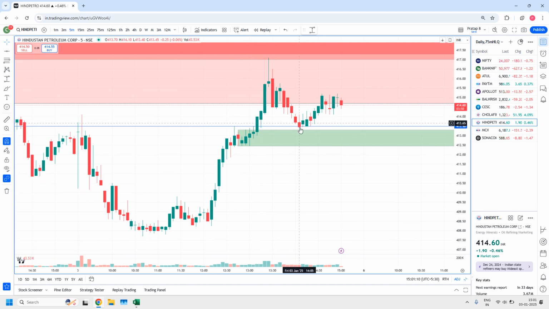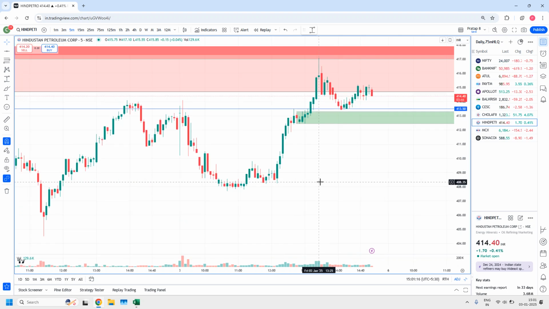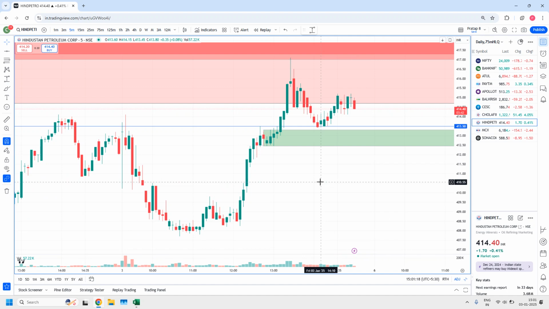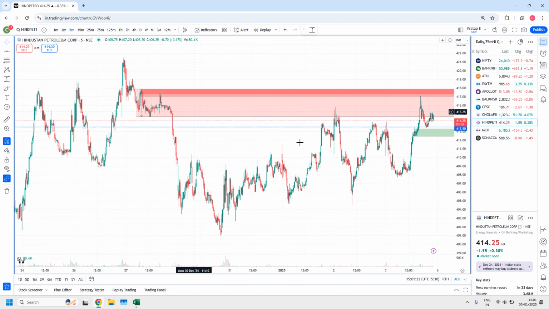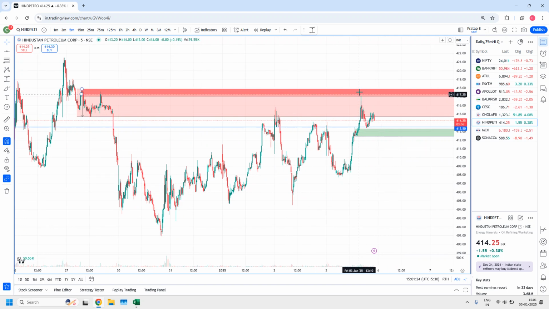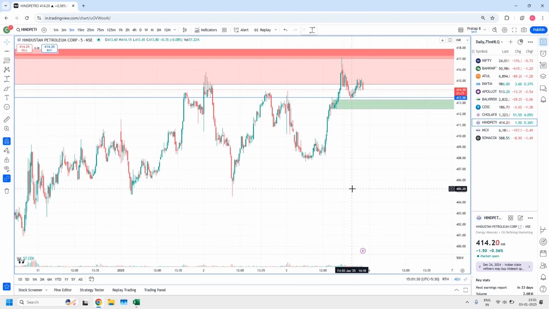Anyway, it is achieving the target. Technically it achieved the target. But have we taken the trade? No, we didn't. Because it is a tested zone, it is no more a fresh zone. Taking a trade from this zone, there are higher chances of it being violated. But today, it didn't happen. That's an exceptional scenario.